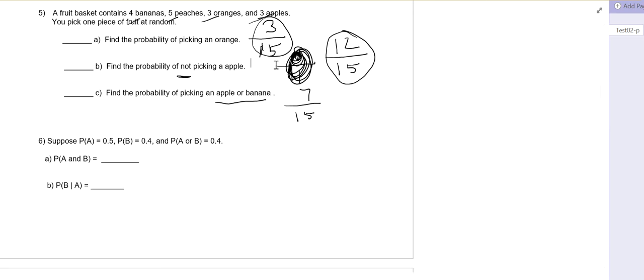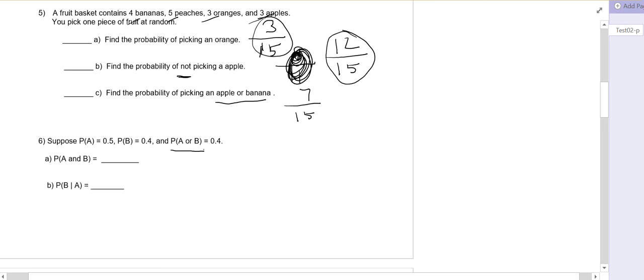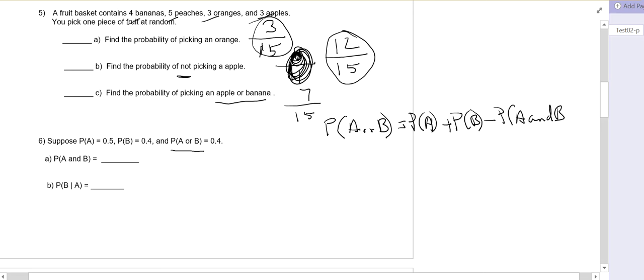Suppose we're given the following information. The probability of event A is 1/2, the probability of event B is 0.4, and the probability of A or B is 0.4. We want the probability of A and B. Notice I have the probability of A or B. There's a formula for that. The probability of A or B is the probability of A plus the probability of B minus the probability of A and B, right? Whenever you see A or B in a problem, you probably should be thinking that.